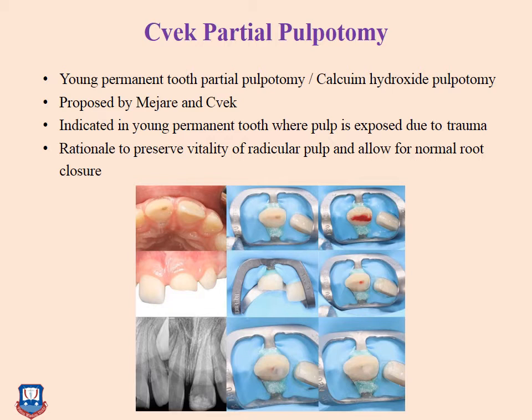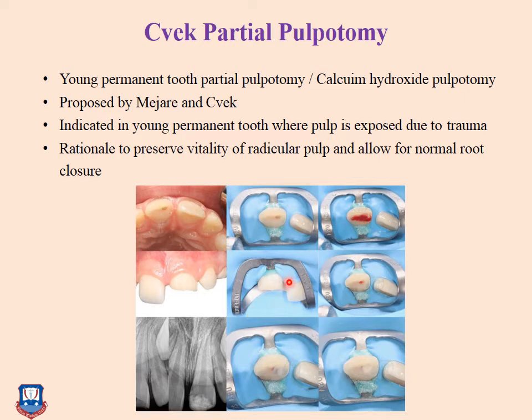exposed due to trauma. So if you have a patient who has come to you with a fracture, as you can see in this picture, the patient has a fracture of the 2-1 and even in the radiograph you can see the apex is open. So in this case what you have to do, you have to do Cvek partial pulpotomy. The coronal pulp is amputated and then calcium hydroxide pulpotomy can be done.